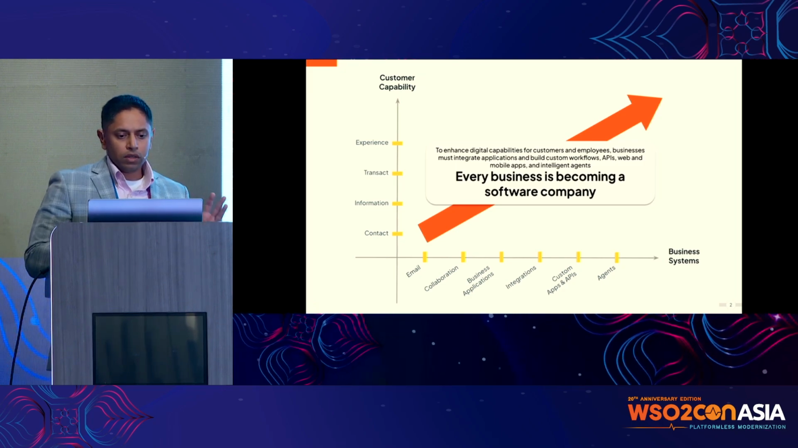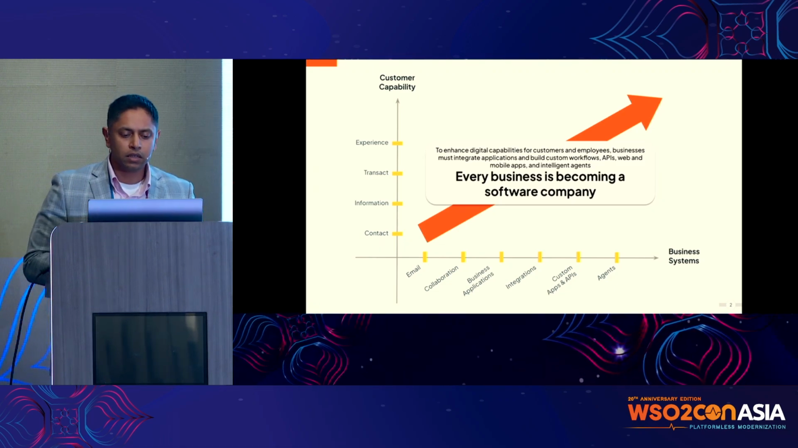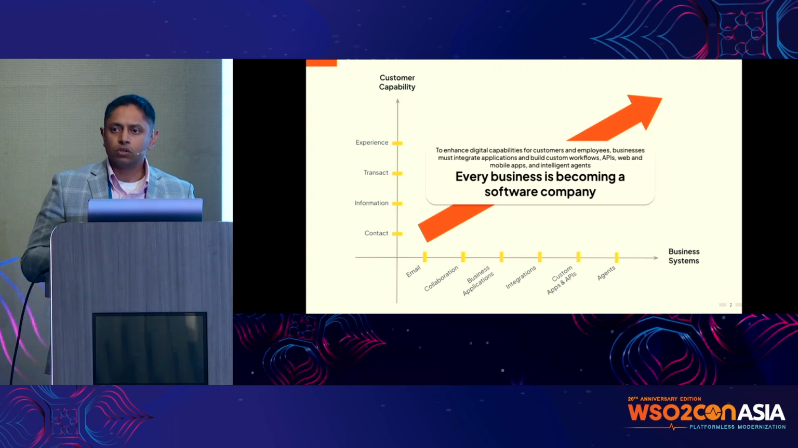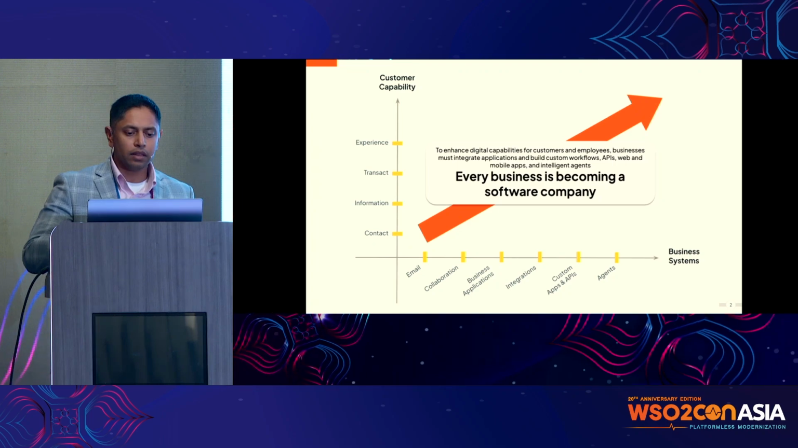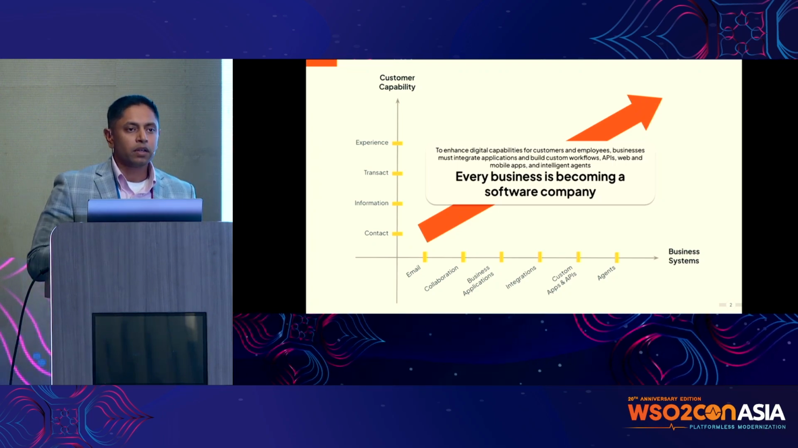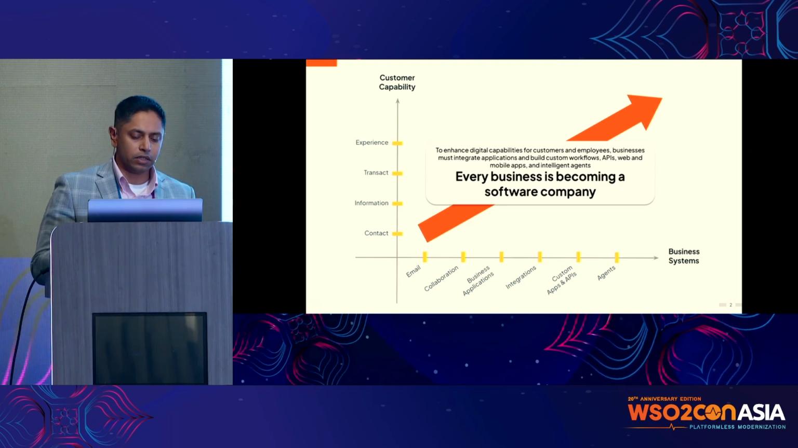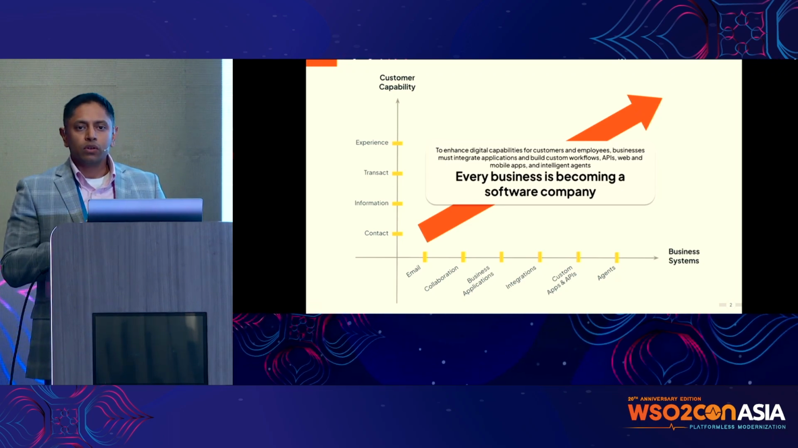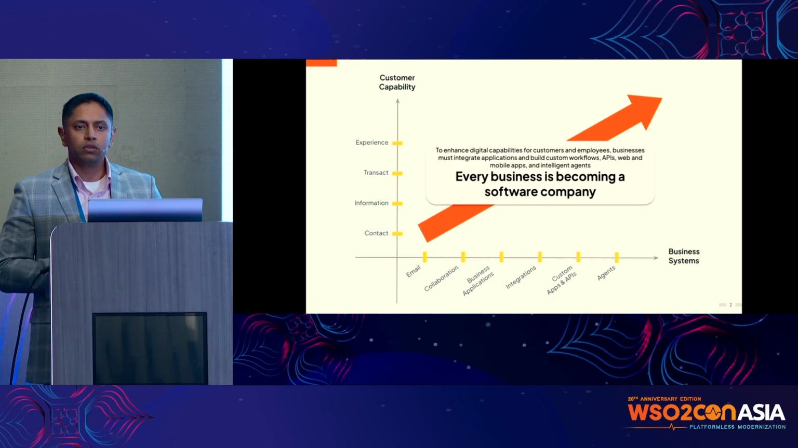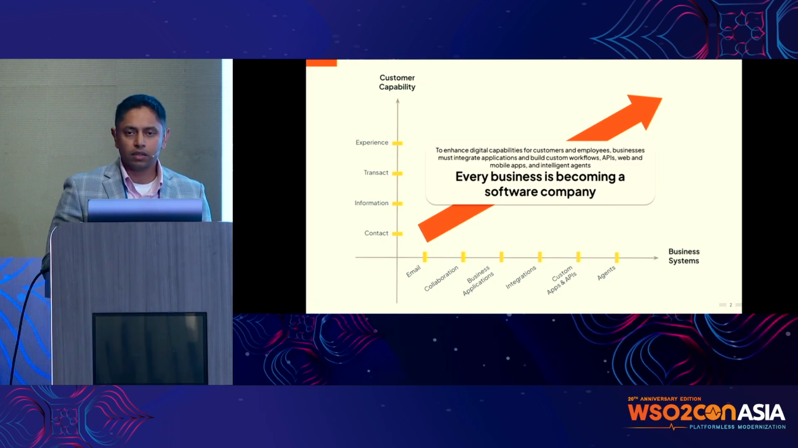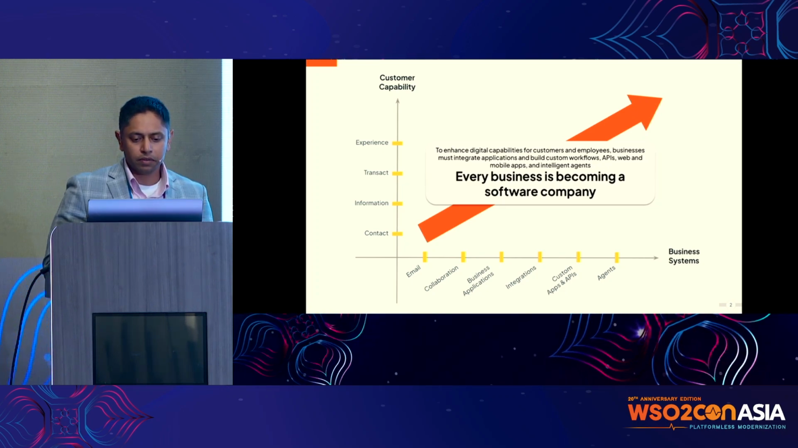And on the y-axis, you have the customer capabilities. So these customer capabilities have also evolved. Not just collecting contact information, but customers are demanding better digital experiences from these applications. So in order to deliver on that promise, the core business systems that have been used by organizations have to fundamentally evolve to make that happen.